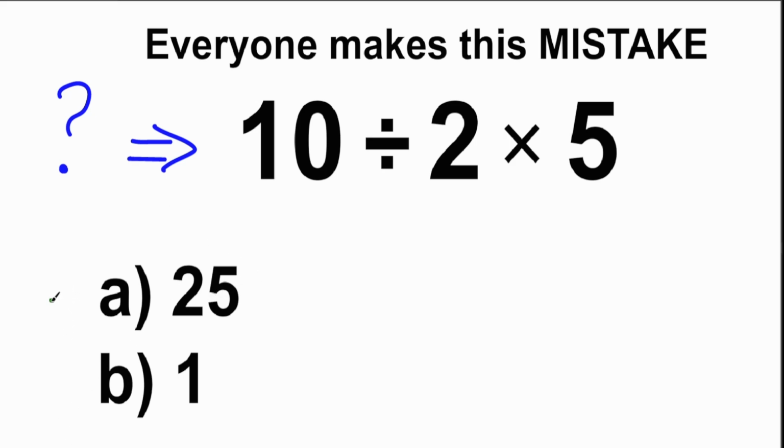Right here we have two options. Option A, we have 25, and option B, we have 1. So we can also check our answers in a few minutes. So it will be really interesting.